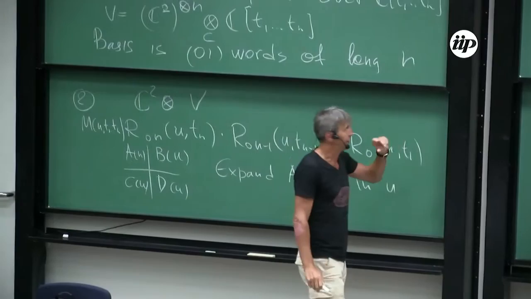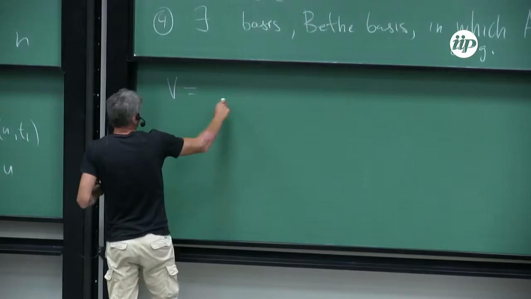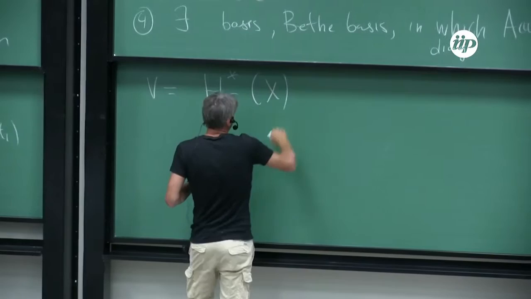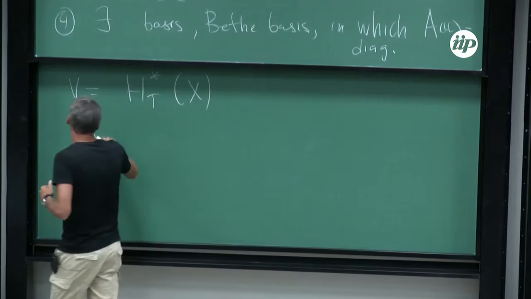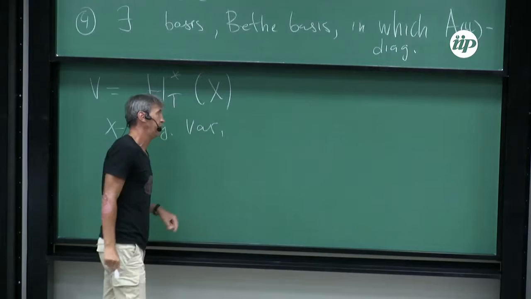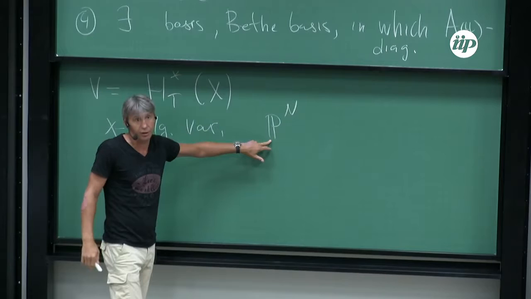So, first of all, what is the quantum space? The quantum space for me would come as the equivariant cohomology of a certain algebraic variety. So let me decode all the words. First of all, an algebraic variety. It's a simple thing. It means that it would be given by zeros of a set of algebraic equations, polynomial equations in a large projective space.